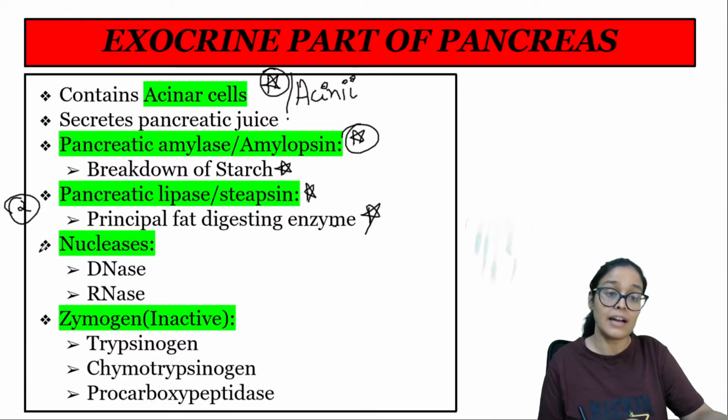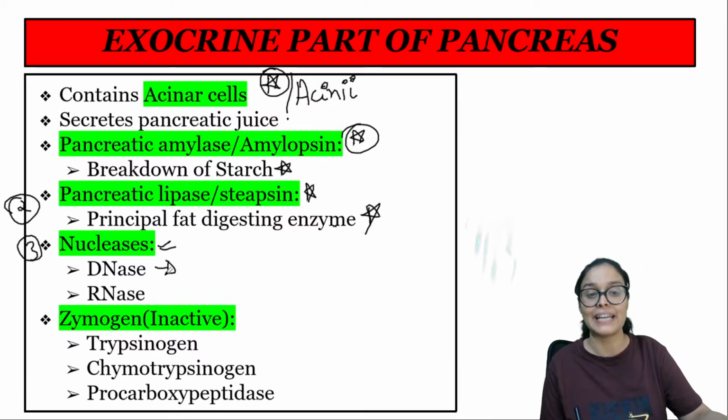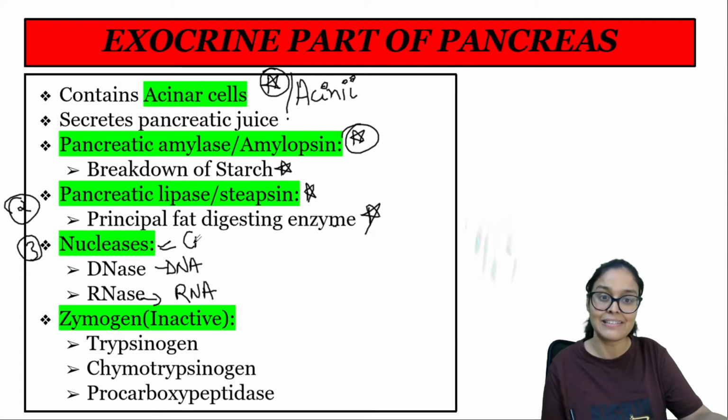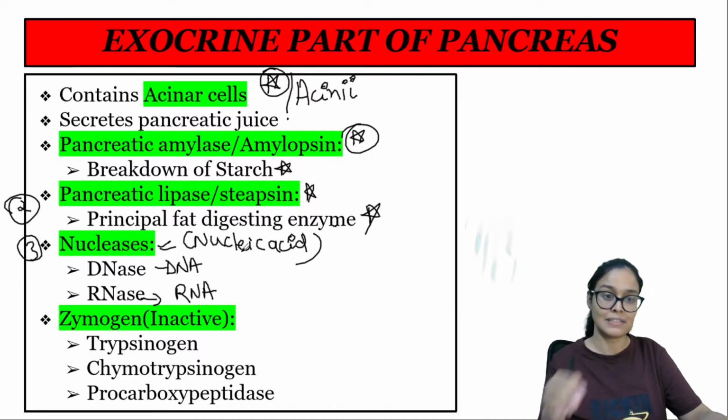Another enzyme is the nucleases, which digest nucleic acids. DNases digest DNA, RNases digest RNA. Nucleases means digest nucleic acid. And we know nucleic acids are of two types, DNA and RNA, and they will be digested by the pancreatic nucleases.